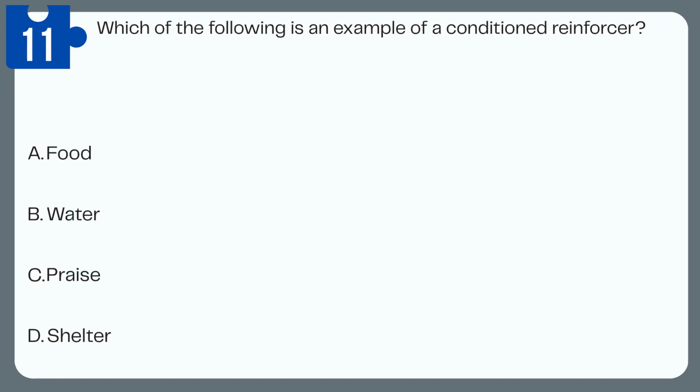Question 11. Which of the following is an example of a conditioned reinforcer? A. Food. B. Water. C. Praise. D. Shelter.